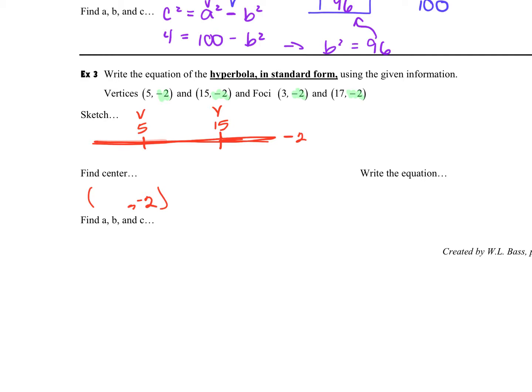So if we want to do that right away, you can again either count it, or you can remember that mathematically you're finding an average. Your 5 plus 15 is going to be 20, over 2 is going to give you 10. So that means this is going to be 10.